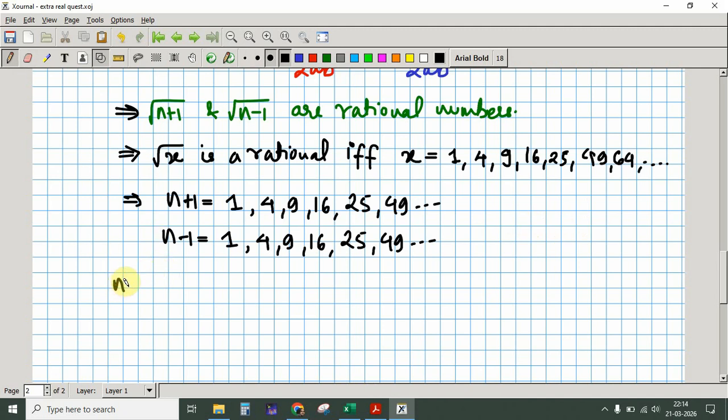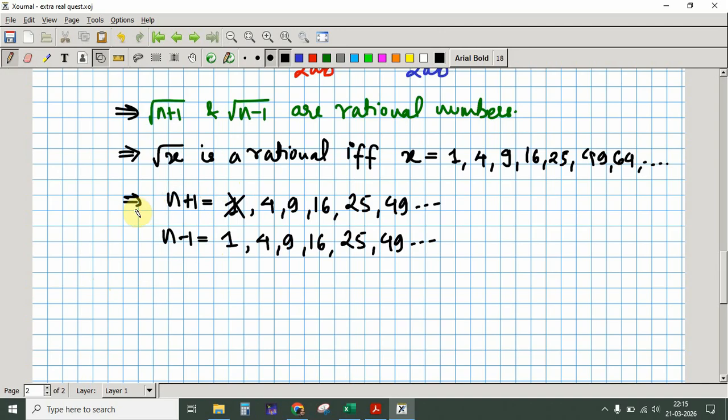Now, if I take n equal to 1, this number is not possible. Okay. n plus 1 cannot achieve this value 1, because to achieve 1 I have to put n equal to 0. So I have to remove this option from here. And this will happen when the value of n is 2. So for this I have this option. Okay. So I have rejected this one for n plus 1.